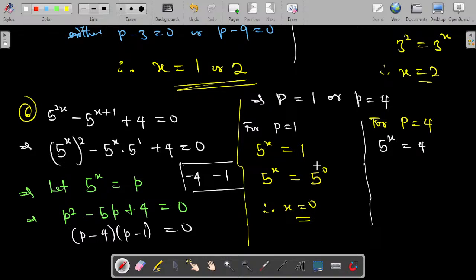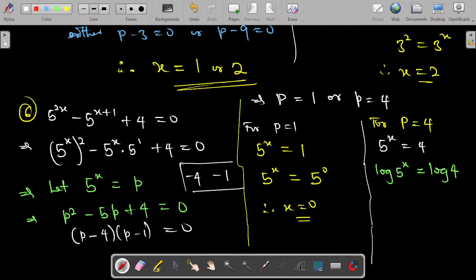Alright, okay, so can we write 4 in base 5? Of course it's not possible. So what do we do? It's not easily possible, so once it is not easily possible, you take the log of both sides. Why are we taking log? Because logarithm has the capacity to bring down a power, so it can help us bring down this x, because that x is hanging there.